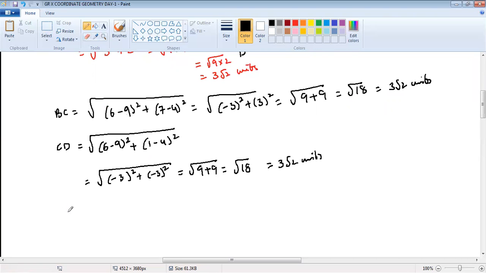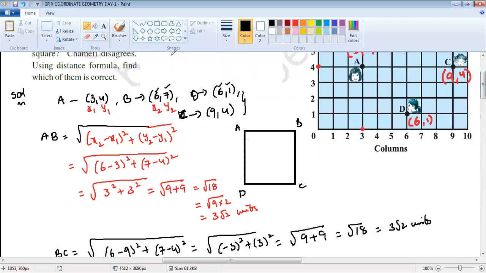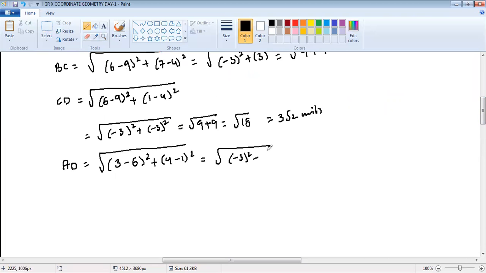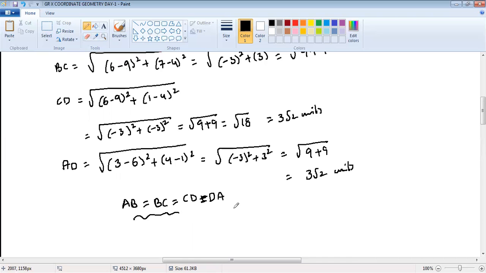Now the left one is AD or DA, whatever it is. AD or DA, you can take it. AD, what you can write? 3 minus 6 whole square plus 4 minus 1 whole square. So what we can write here? Minus 3 whole square plus 3 square. So which is root 9 plus 9, root 18, same thing, 3 root 2 units. Now, from these observations, AB is equal to BC is equal to CD is equal to DA. So all the sides are equal.